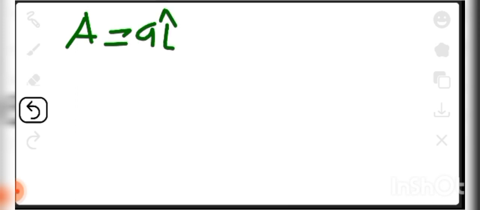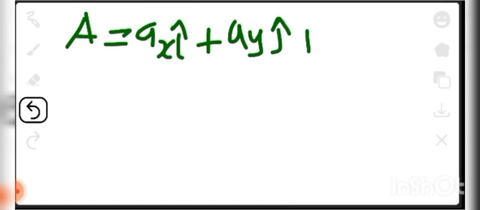Now, how to do direction cosine? How to do also for direction cosine? Now, you have to do some things very important. Let's say vector A is equal to AX i plus AY j plus AZ k. They can ask you what is the direction cosine of this vector.